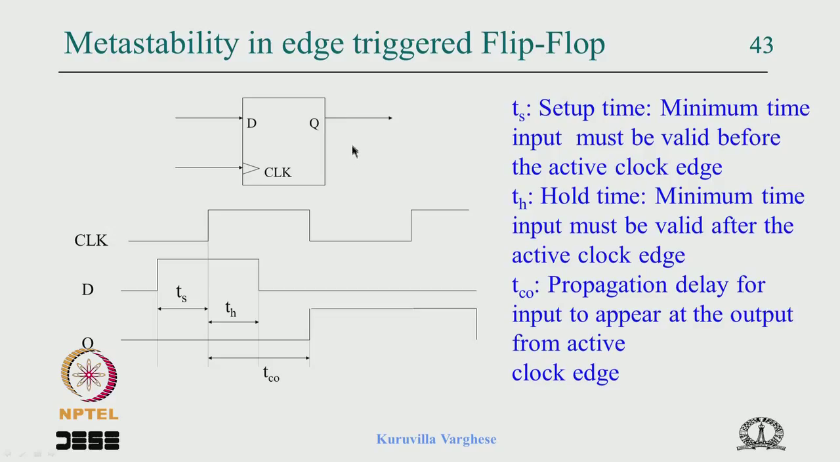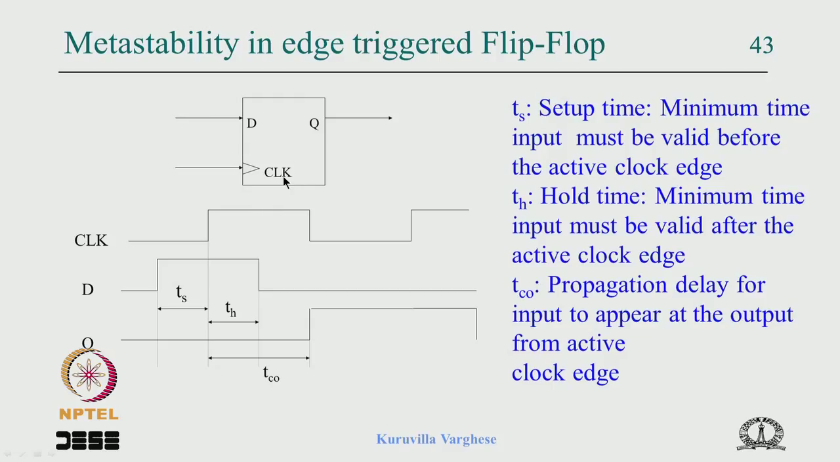So it means that you're not really sure what the output is going to be. It could be 0 or 1, but as I said, normally it's not a dangerous situation as long as the input persists for at least 2 clock periods. Then definitely in the next clock edge everything will be okay, because it will meet the setup and hold time, and then the data is captured at the output properly.